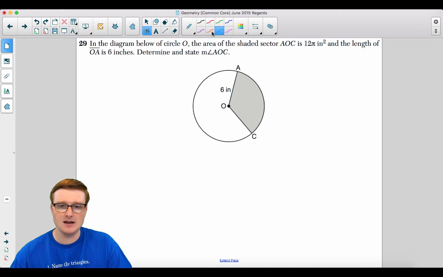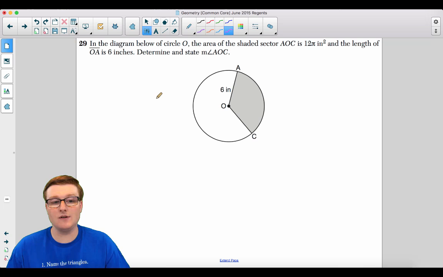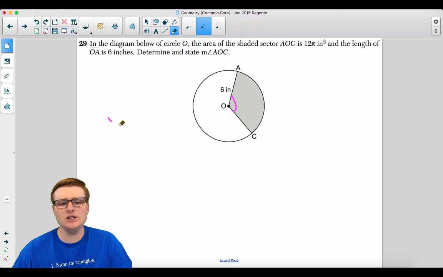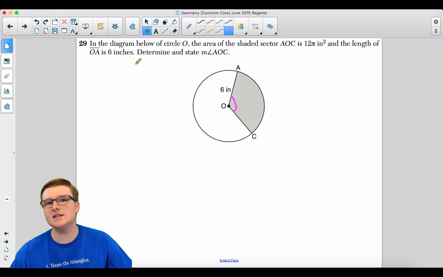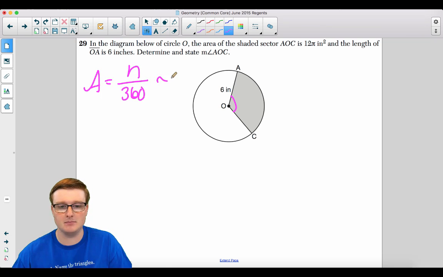Question number 29. In the diagram below of circle O, the area of the shaded sector AOC is 12 pi inches squared, and the length of OA is 6 inches. Determine and state the measure of angle AOC. Okay, well, you need to remember what the area of a sector formula is. The area of a sector is n over 360 times pi r squared.